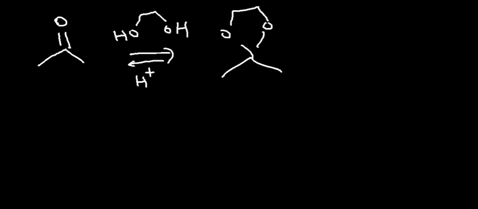Now this reaction is useful because it prevents the ketone from reacting, and if you need to remove the protecting group, all you need to do is add H2O with H plus or just H3O plus, and you can get back to the ketone form.